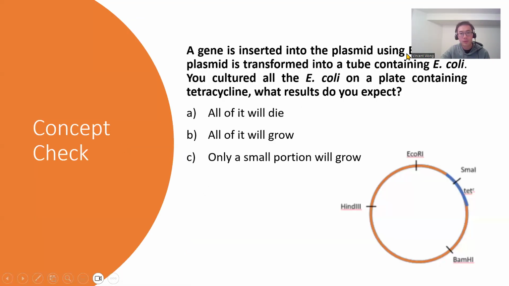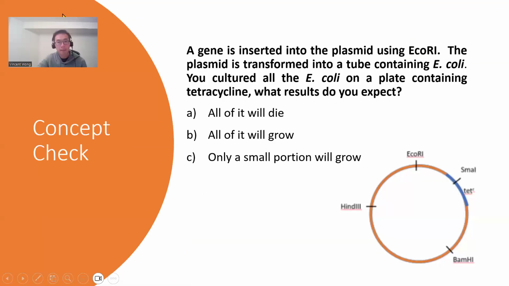Okay, so we'll do a few questions here. A gene is inserted into the plasmid using EcoRI. And so look at the plasmid map. If we insert the gene using EcoRI, it is going to go right here, right? That's where the gene is going to be. It's going to pop right in there.